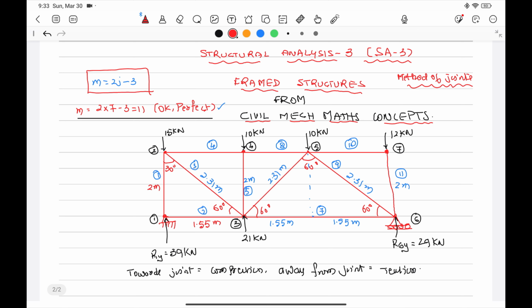Now, we will do it like this. First, we will take up joint 1, so that you will understand what is what. We will take up joint 1.